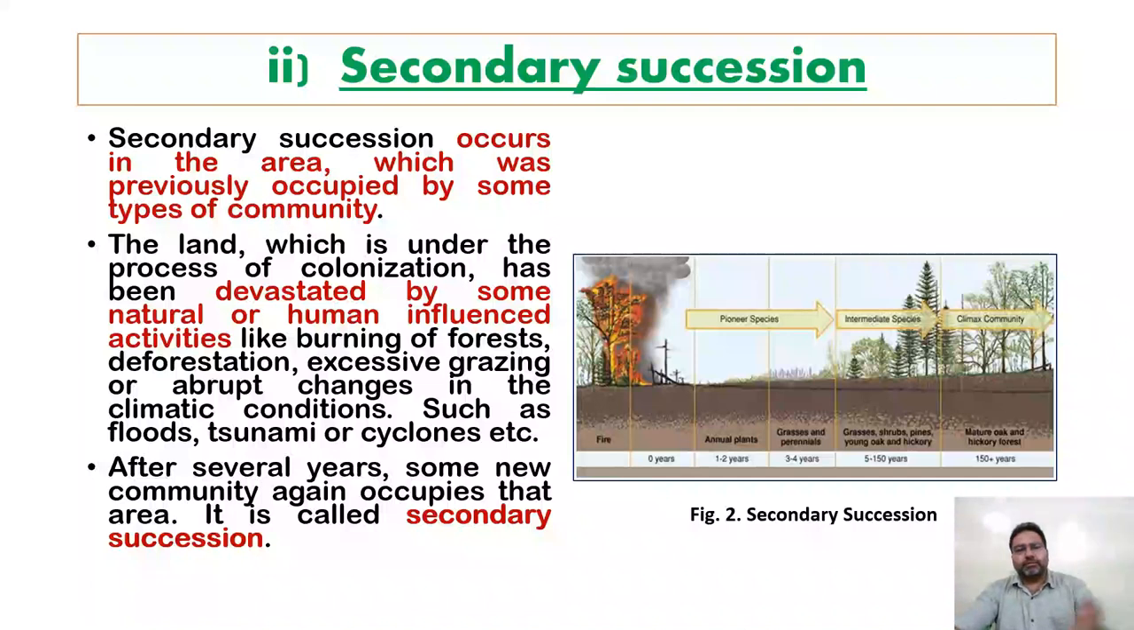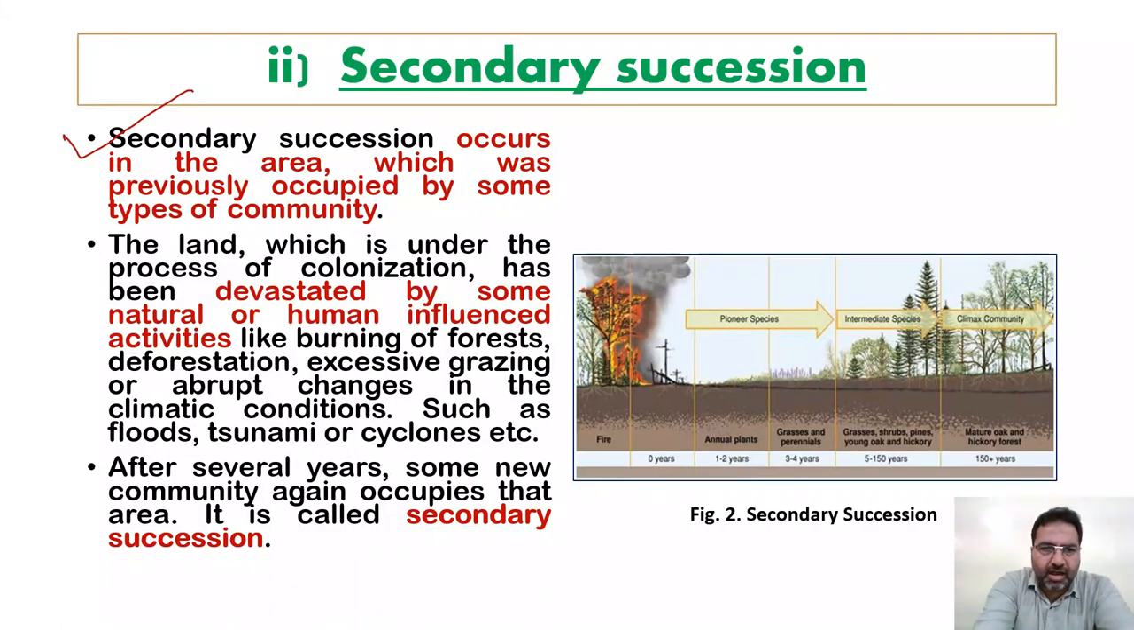Then there is another kind of succession, that is secondary succession. This secondary succession occurs in an area which was previously occupied by some type of community. It means that the area was occupied by certain communities, but due to some disturbance, that area became barren. The area was destroyed, and later on there is again the process of succession. When there is again the process of succession, this kind of succession is called secondary succession.